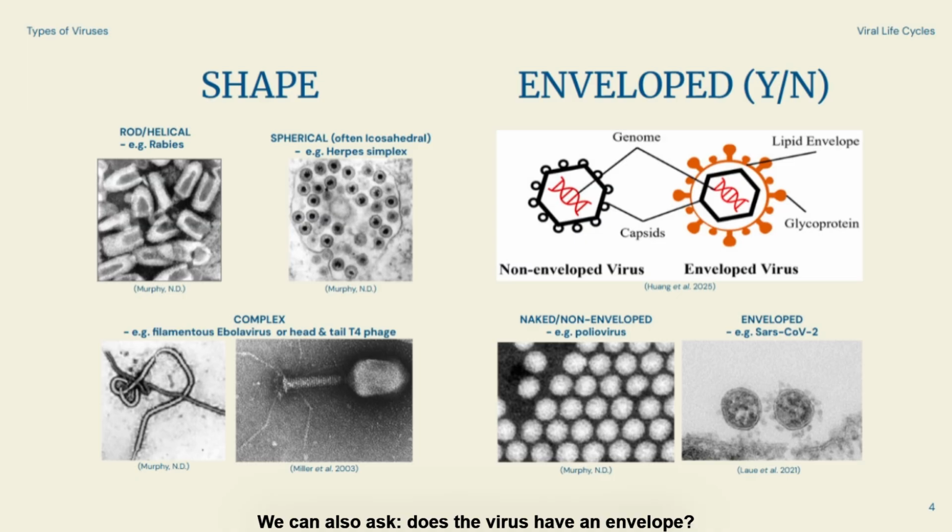We can also ask, does the virus have an envelope? A viral envelope is an outer lipid membrane derived from host materials like the endoplasmic reticulum, the Golgi apparatus, or the plasma membrane. Some viruses have evolved to have an outer membrane because it makes it easier to infect host cells, which have membranes, but others are non-enveloped. This is also called a naked virus.